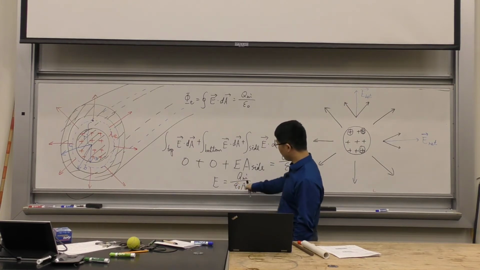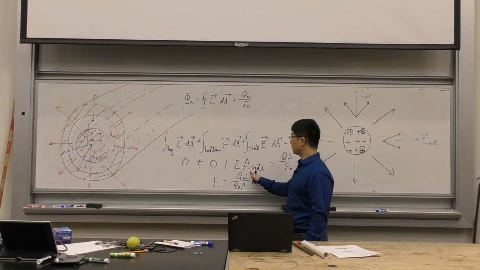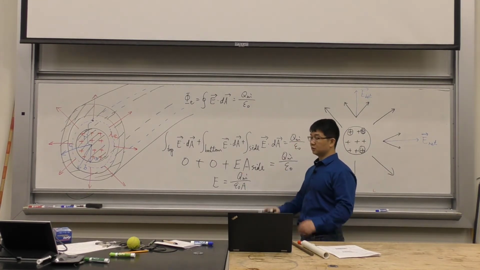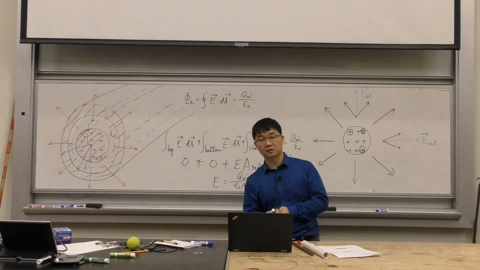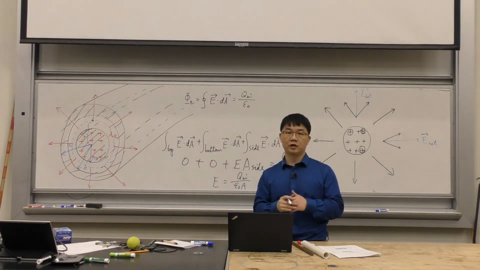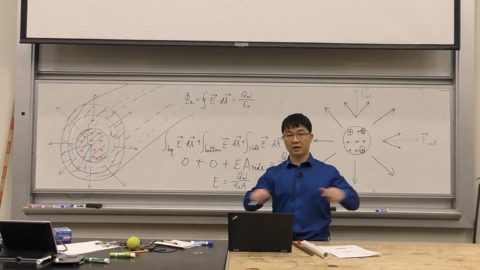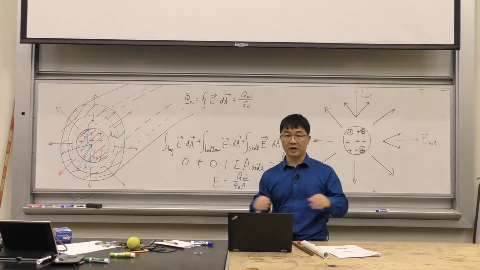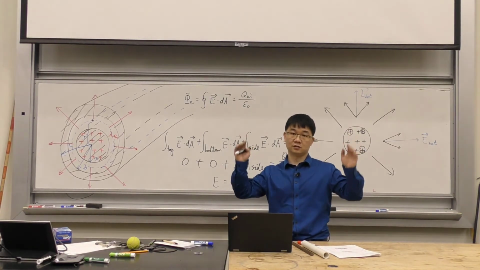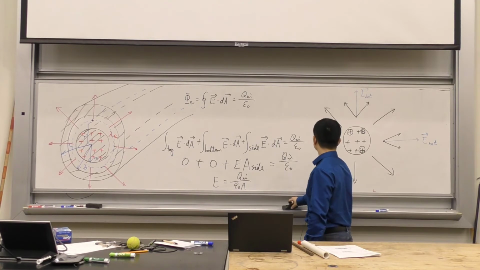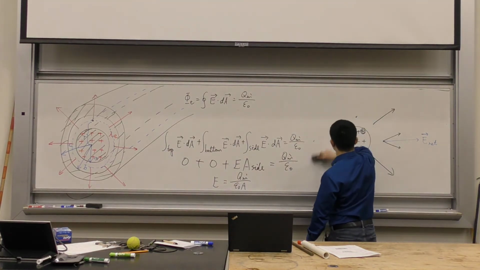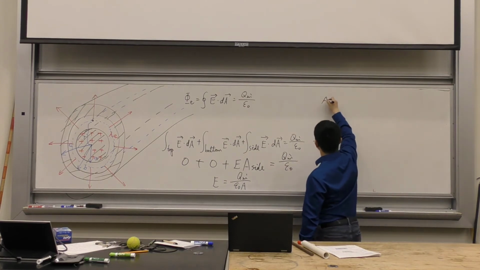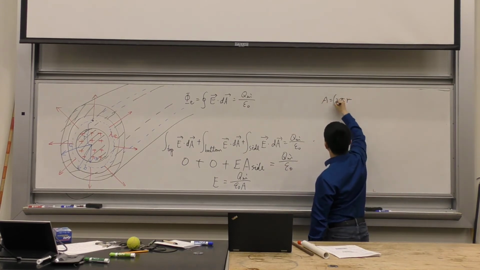Right? So now what is this A? We only integrate this E on the curved side. So the curved side is the area of the curved side of a cylinder. You just open it up, it becomes a rectangle, right? So you do length times width, which is the circumference of the base times the height of the cylinder. So in this case, the A is just going to be 2 pi r times h.